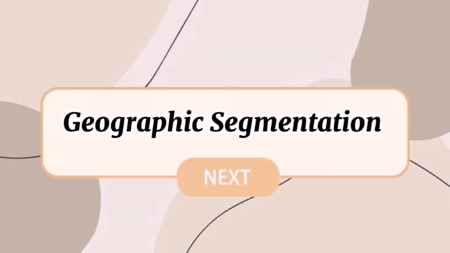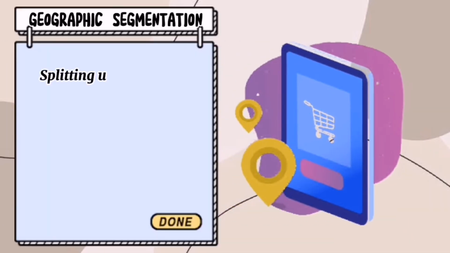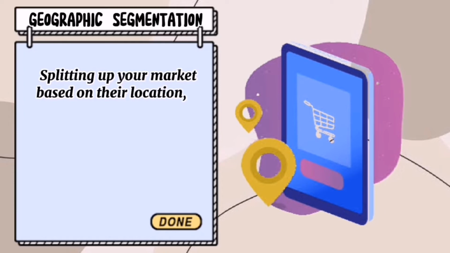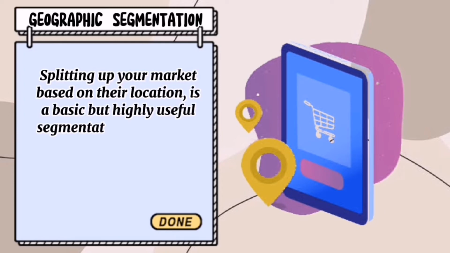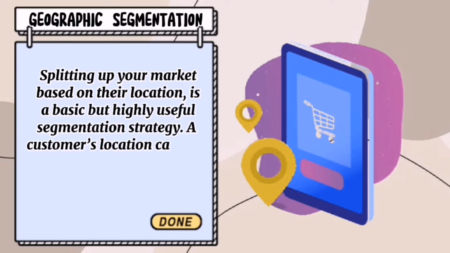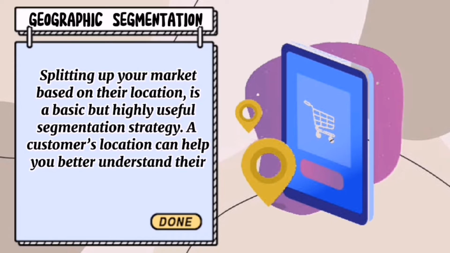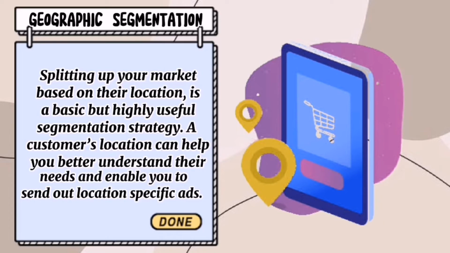The third one is geographic segmentation. Splitting up your market based on their location is a basic but highly useful segmentation strategy. A customer's location can help you better understand their needs and enable you to send out location-specific ads.